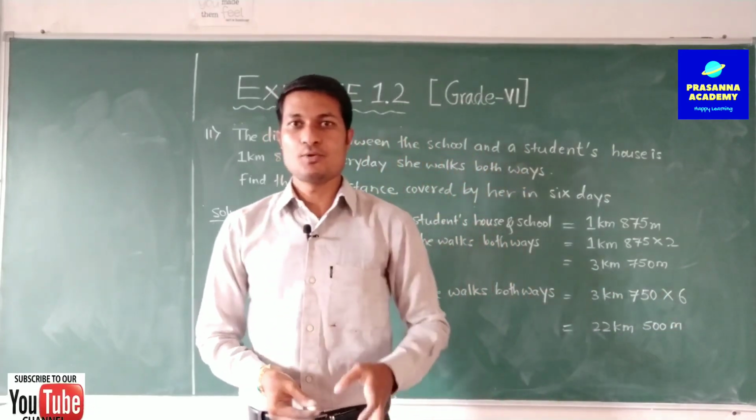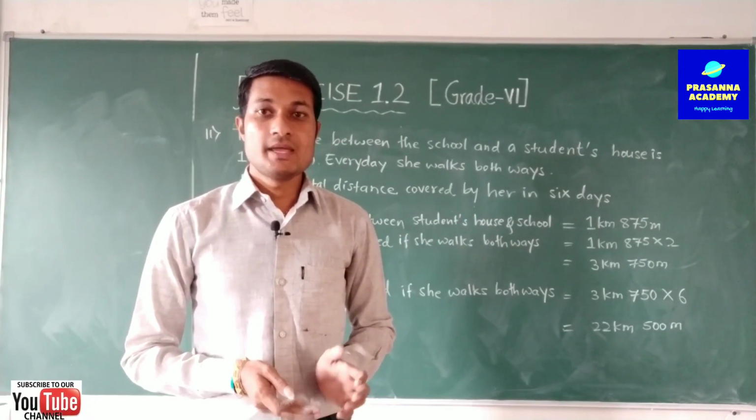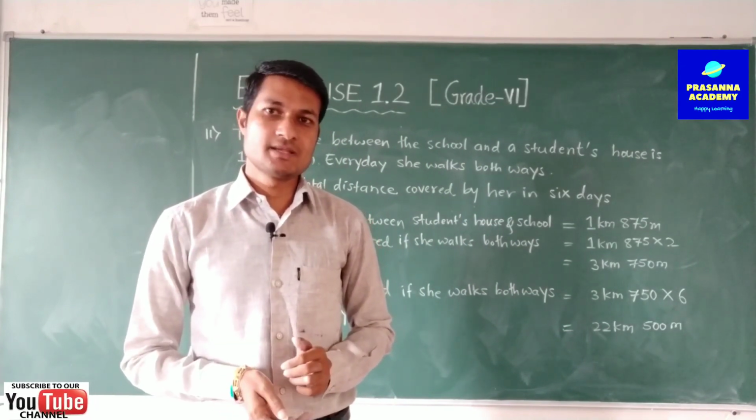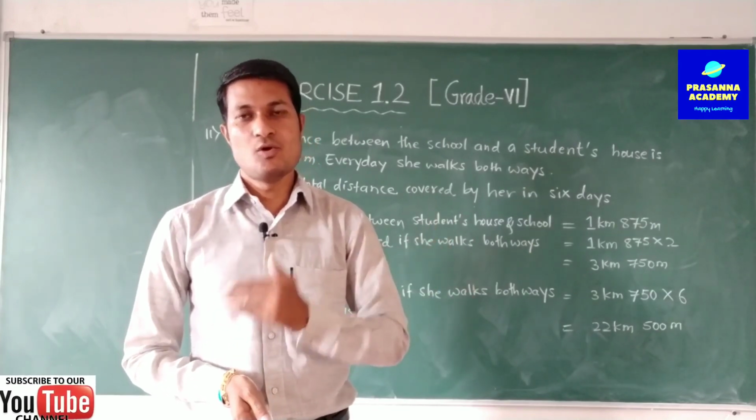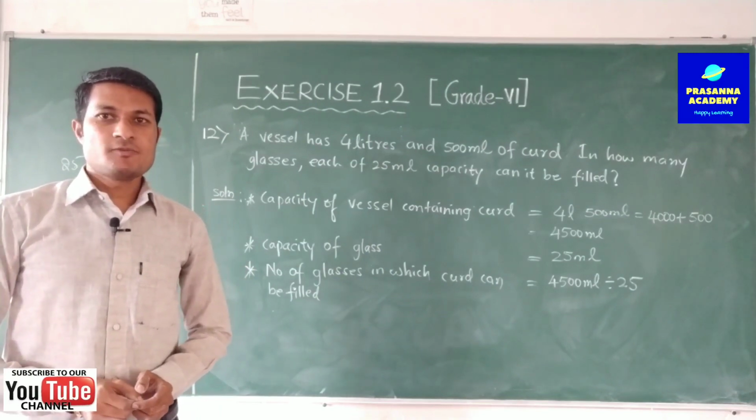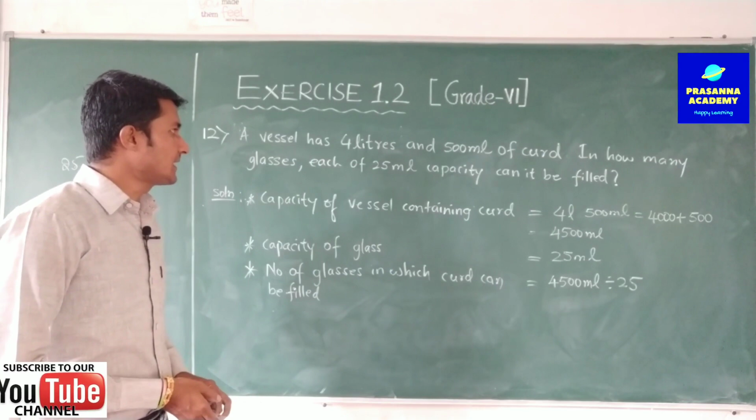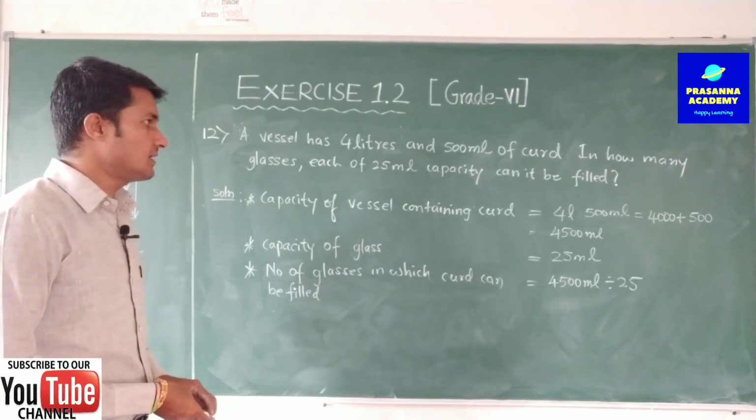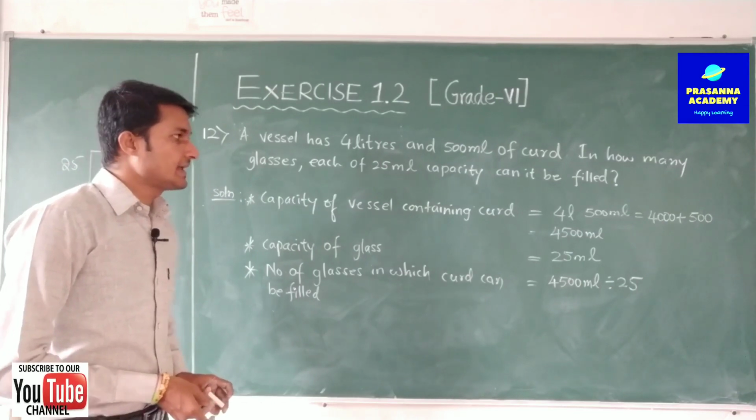So this is the total distance that the girl will cover if she walks both ways, from house to school and school to home, I mean house. Okay, let us go for the last question, that is the 12th one. A vessel has 4 liters and 500 ml of curd. In how many glasses, each of 25 ml capacity, can it be filled?